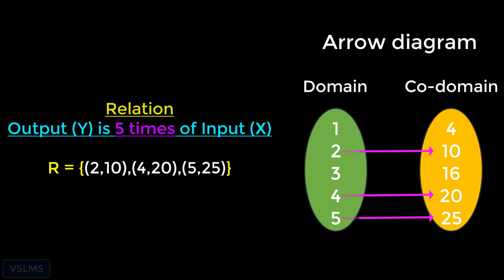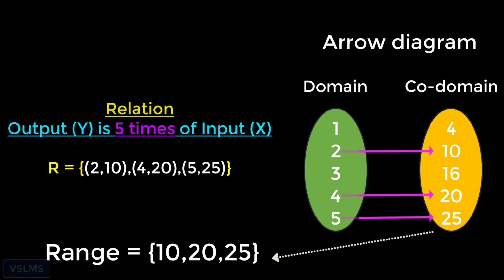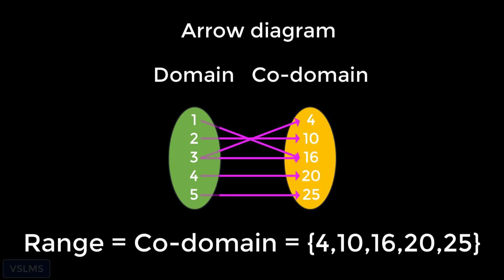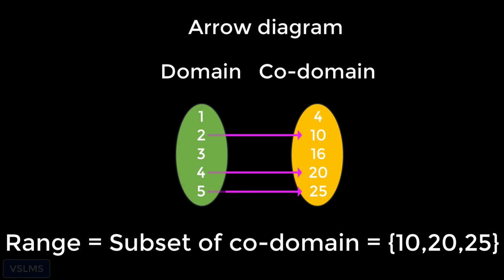The codomain elements that are mapped with the domain elements are called the range. If all the elements of the codomain are mapped with the domain, then the range will be equal to the codomain. If all elements of the codomain are not mapped with the domain, then the range will be a subset of the codomain.